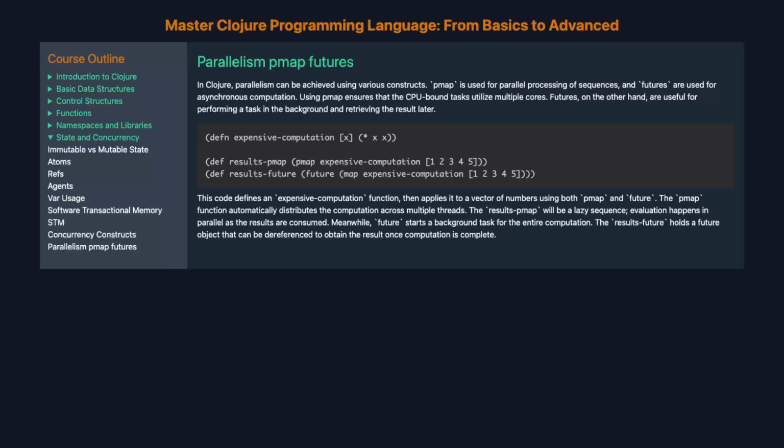This code defines an expensive computation function, then applies it to a vector of numbers using both pmap and future. The pmap function automatically distributes the computation across multiple threads. The result of pmap will be a lazy sequence. Evaluation happens in parallel as the results are consumed. Meanwhile, future starts a background task for the entire computation. The result of future holds a future object that can be dereferenced to obtain the result once computation is complete.